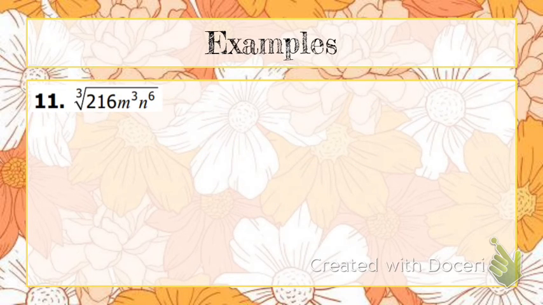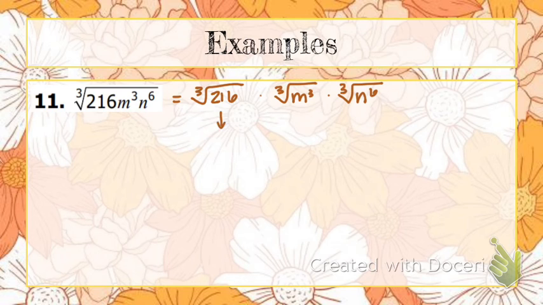Okay, number 11 is a cube root. We're going to do the same thing again. Split it into pieces. And we have the cube root of 216 times the cube root of m to the third times the cube root of n to the sixth. So the first thing we want to look at is the cube root of 216. 216 is actually a perfect cube, and the cube root is 8.